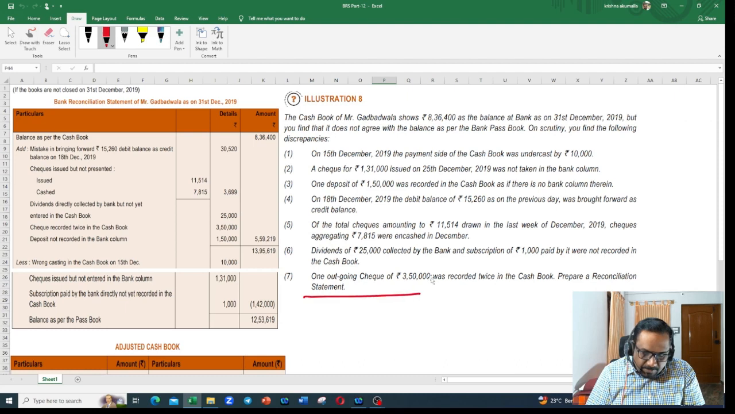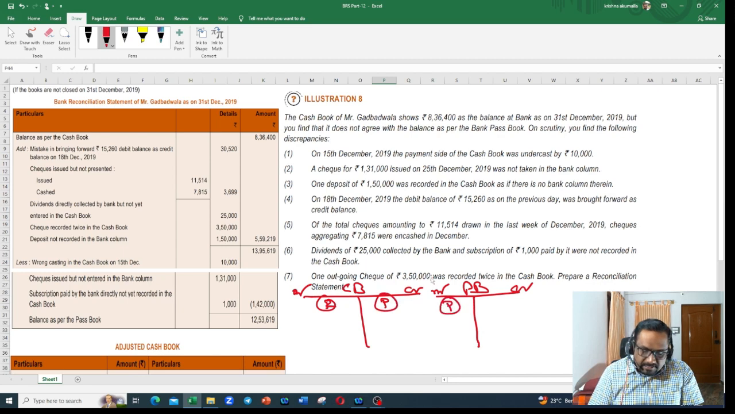Now, first we are preparing the bank reconciliation statement before making adjustments in the cash book. So this is cash book, this is passbook. This is debit, this is credit. This is debit, this is credit. This is the receipt side in cash book, this is the payment side in cash book. In passbook, this is the payment side and this is the receipt side. Clear? Now, what balance has he given?